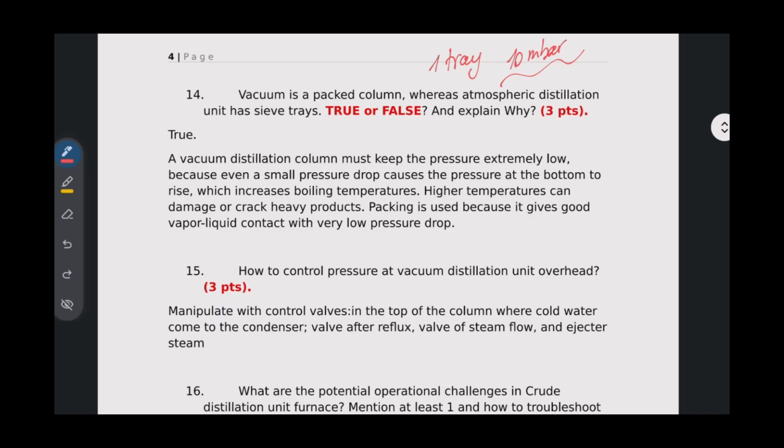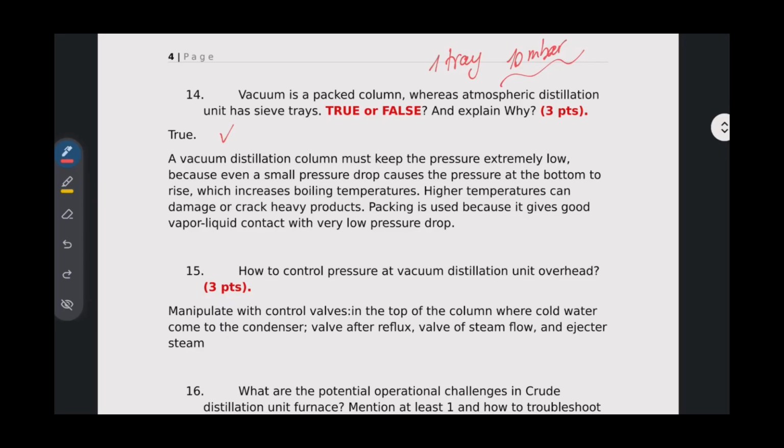But for the atmospheric distillation, we are mainly using the sieve trays. So I would say that atmospheric columns can tolerate higher pressure drops. That's why the trays are used. Now let's see what is written. So it is true, yes. A vacuum distillation column must keep the pressure extremely low. Yes, because even a small pressure drop causes the pressure at the bottom to rise, which increases boiling temperatures. Higher temperatures can damage or crack heavy products.